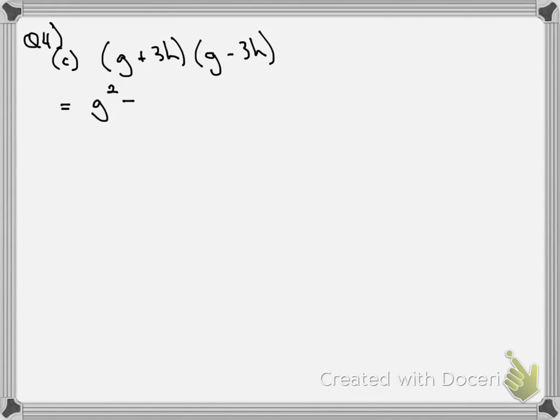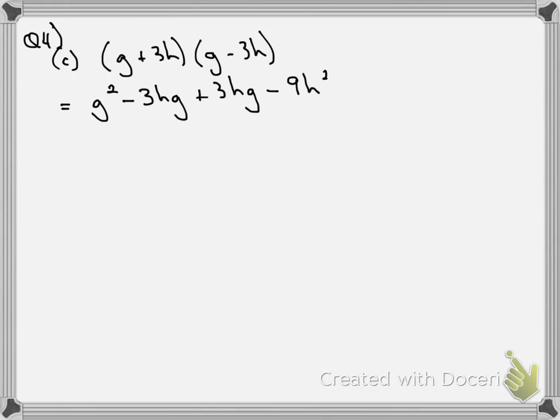Now, if I go to my next question 4, where it says expand, you should be able to do question 4 no problems, but we'll have a look anyway. Question 4C, we'll do C. And it says g plus 3h, g minus 3h. Now I know that's a special relationship, the difference of two squares, but if you don't see that, we go g times g is g squared minus 3hg plus 3hg minus 9h squared.